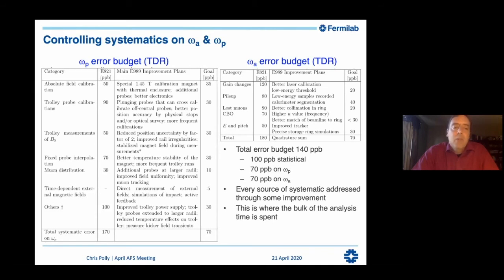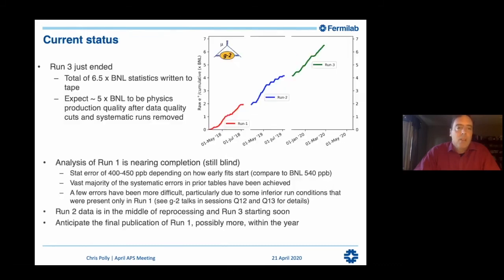You can see in these tables, I won't go through them in detail, all the dominant sources of error that were in the Brookhaven experiment in the column on the left, and the steps that were taken to improve the experimental apparatus at Fermilab to attain the goals you see in the right-hand columns. And so this is really where the bulk of the analysis time is spent, understanding each of these systematics and convincing ourselves that we understand them at an adequate level.